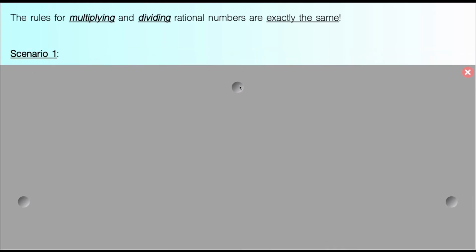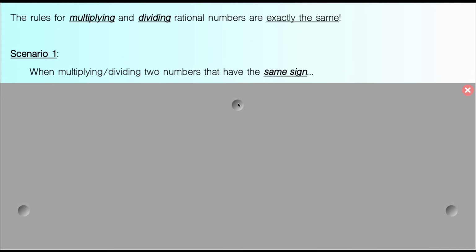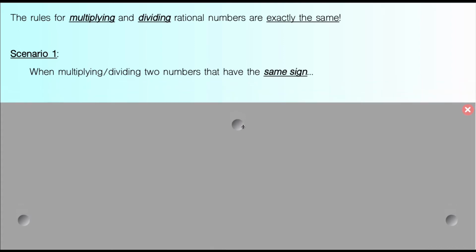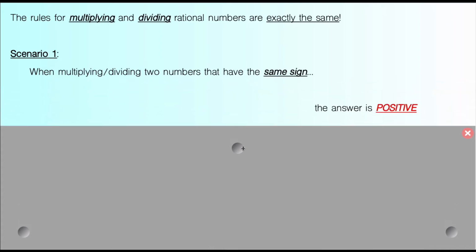The rule that we are going to go over applies to both operations. And that rule states in the first scenario, when you multiply or divide two numbers that have the same sign, and when I say same sign, that would mean two positives multiplied or divided together, or two negatives that are multiplied or divided together. If their sign is the same, the answer is going to be positive.